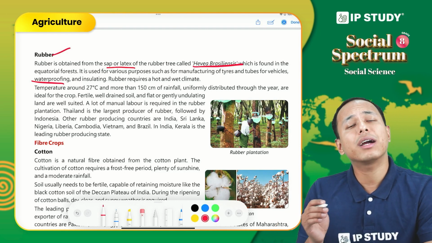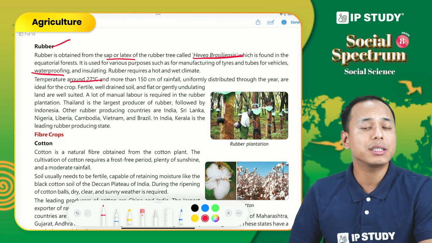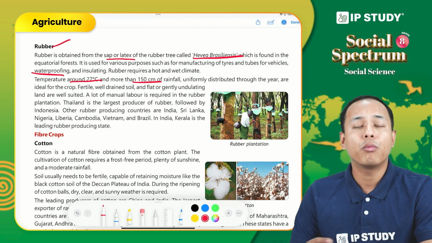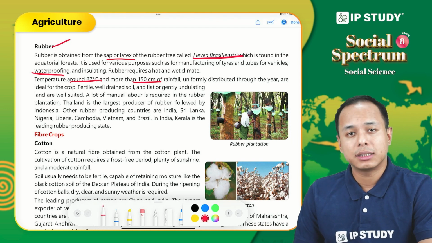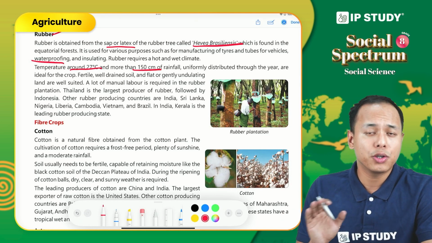If you look at the climatic condition required for rubber plantation, temperature should be around 27 degrees Celsius. Rainfall more than 150 centimeter. Okay, and it should be well distributed throughout the year, uniformly distributed.